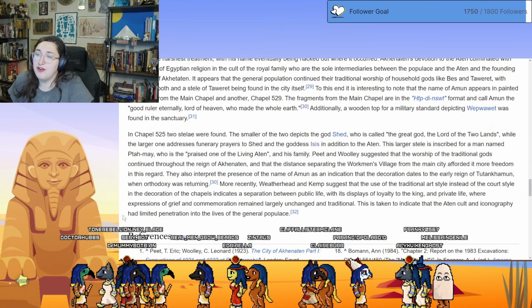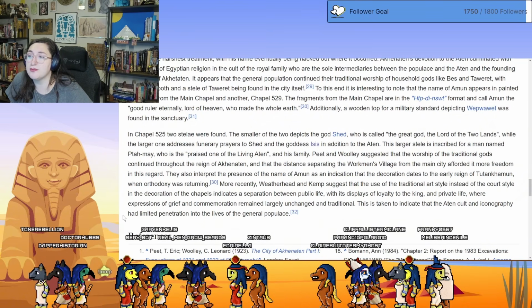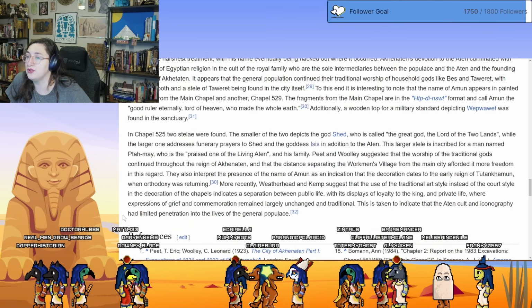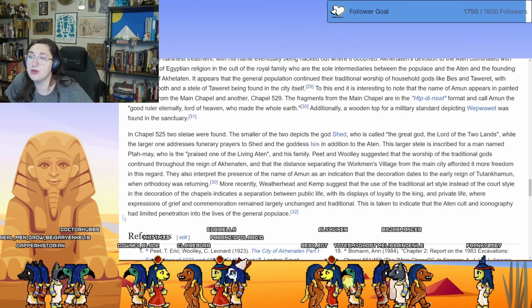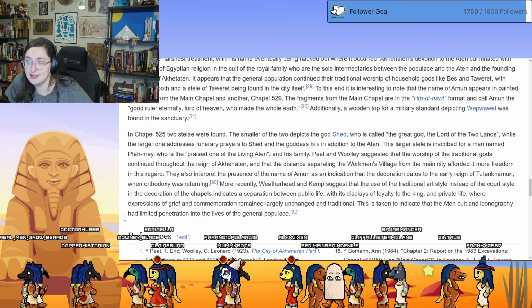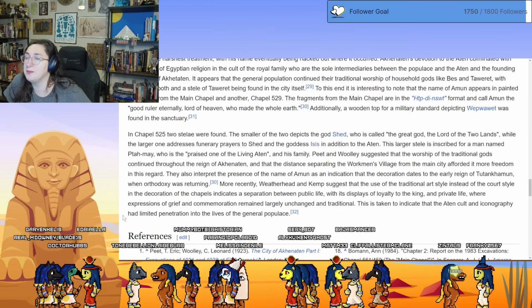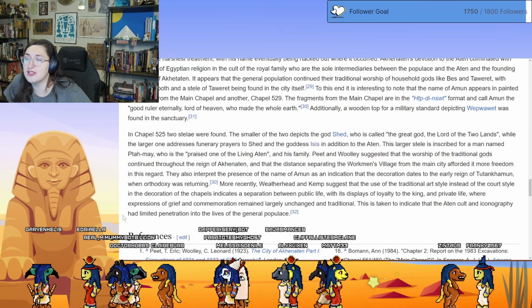In Chapel 525, two stela were found. The smaller of the two depicts the god Shed, who is called the Great God, the Lord of the Two Lands, while the larger one addresses funerary prayers to Shed and the goddess Isis in addition to the Aten. This larger stela is inscribed for a man named Ptah Mai, who is the praised one of the living Aten, and his family.